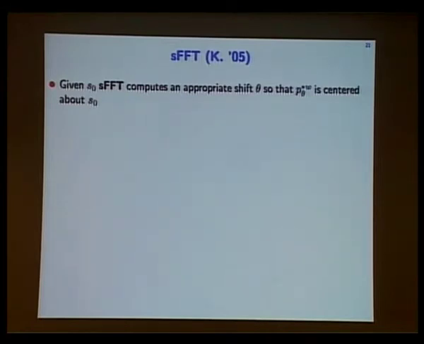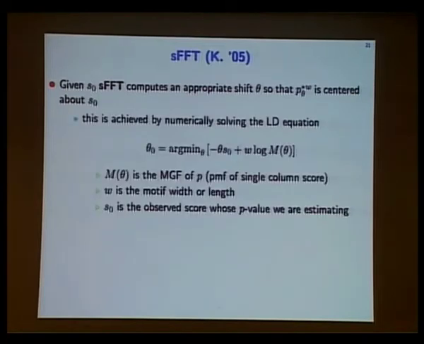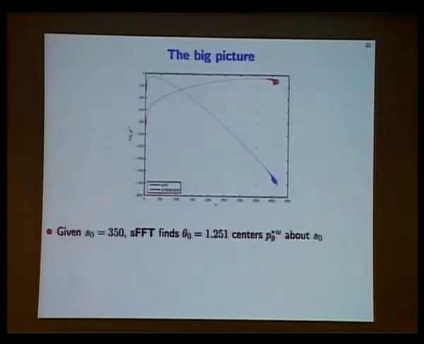The idea is, given S naught, you want to compute the shift theta so that the shifted distribution will be centered about S naught. This can be done by numerically solving this large deviation equation. This m of theta here is the moment generating function of the probability mass function of one column. Everything here can be computed numerically. Let me show you the big picture with a graph of what the algorithm is doing.